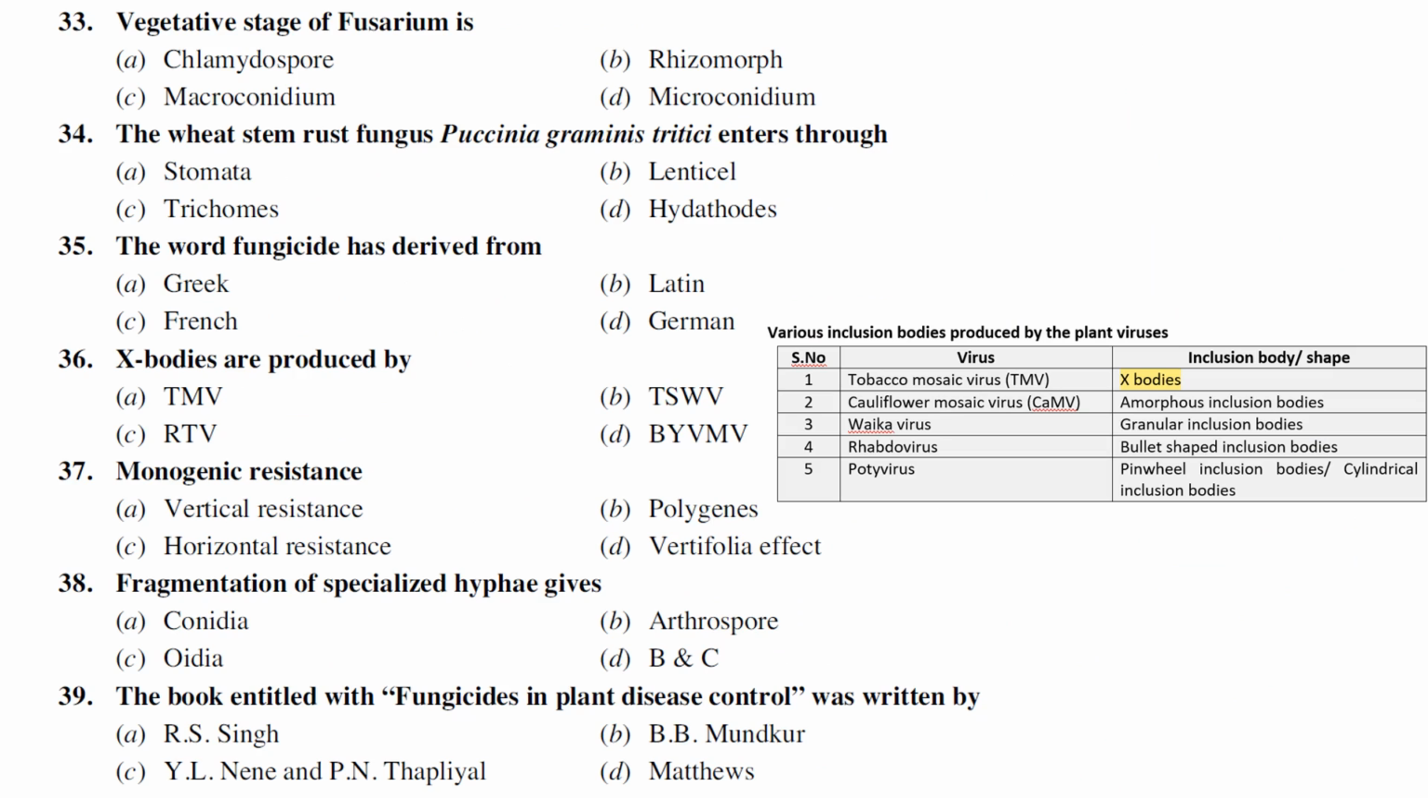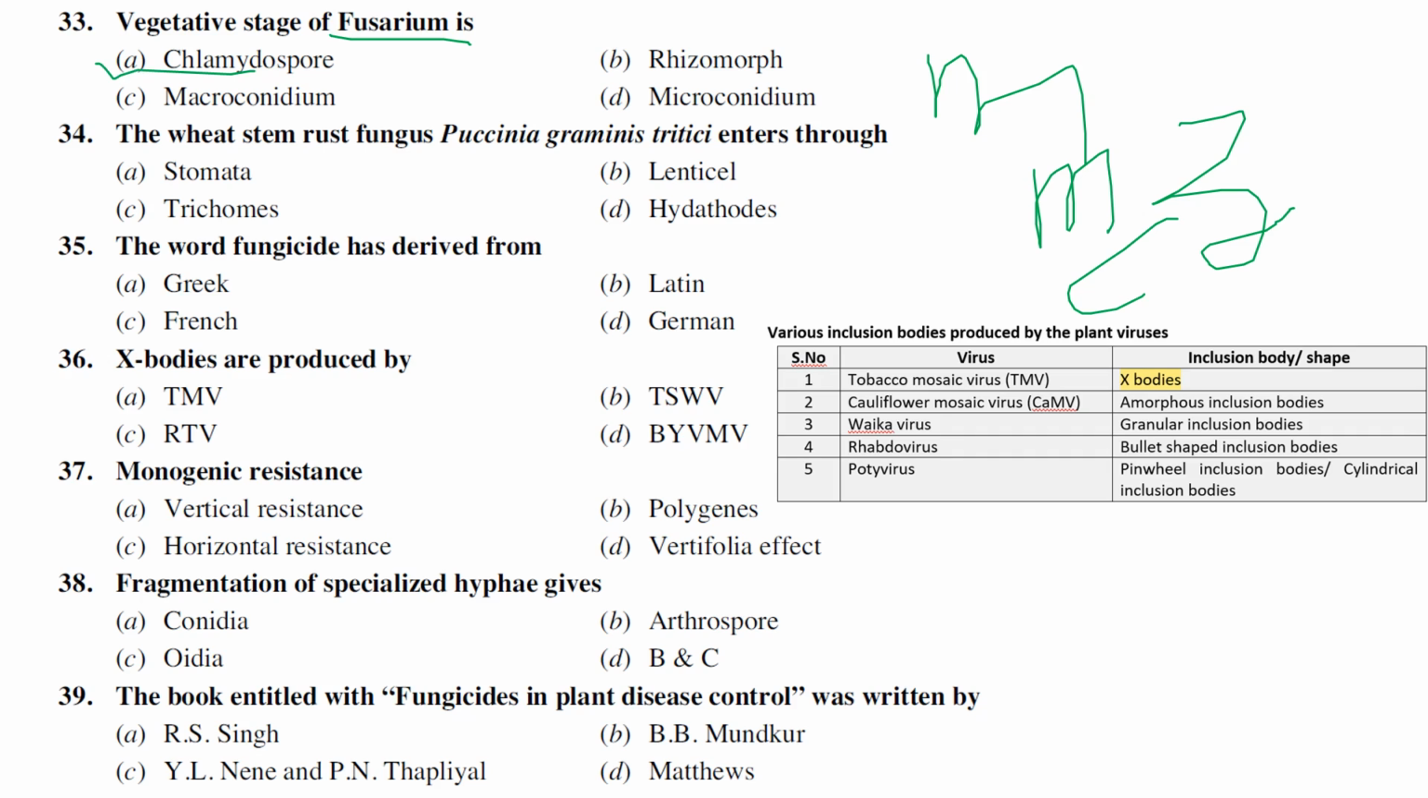Vegetative stage of Fusarium. First of all, we need to understand that Fusarium is a pathogen which can produce three types of spores: microconidia, macroconidia, and chlamydospore. Microconidia contain no septations or sometimes one septum. Macroconidia contain 3 to 5, sometimes 7 also. Chlamydospores are the resting spores. If you see the options, chlamydospores, rhizomorph, microconidium, and macroconidium: macroconidium and microconidium are not vegetative stages. Fusarium cannot produce rhizomorph. So the other option is automatically chlamydospore. These are all the vegetative resting spores.